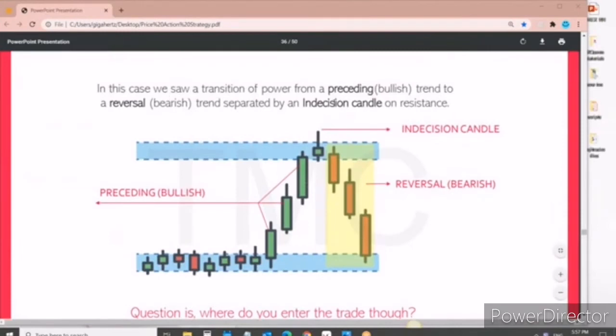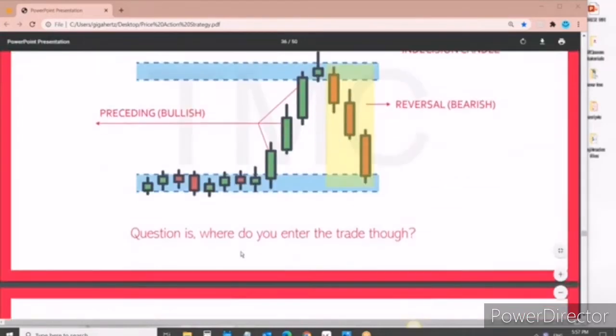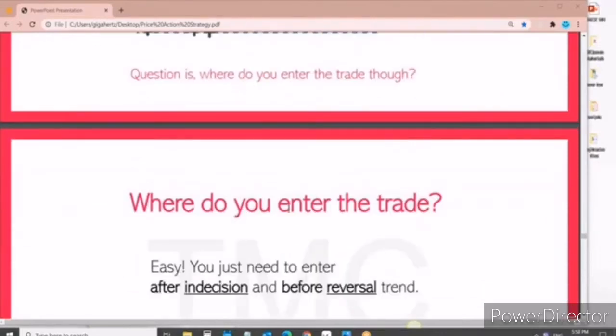So in this case, we saw a transition of power from preceding bullish, which is this, is the preceding bullish. And then separated by indecision candle on the resistance, and then yun na yun, reversal. Question is, where do you enter the trade? Oh, ayun na. So may ganito ka na, ang tanong, saan mo na nga daw ipapasok yung trade mo? This is very crucial.